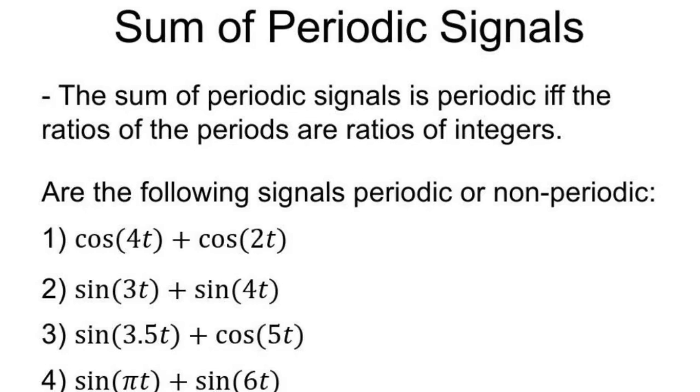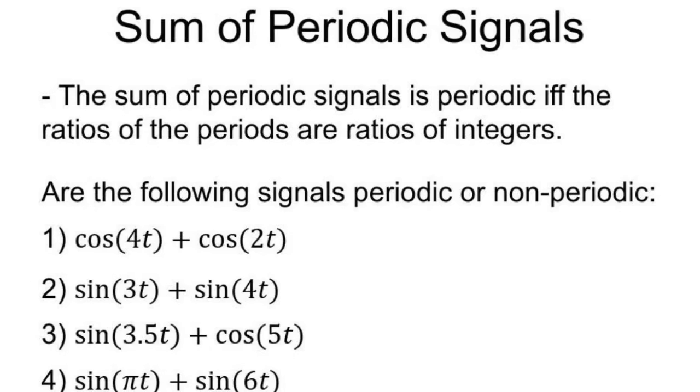The signal x of t is given as cos 4t plus cos 2t, where cos 4t is periodic and cos 2t is also periodic. What's the period of cos 4t? The period of cos 4t, that may be represented by T1, and we know that time period T is equal to 2 pi divided by omega 1. For cos 4t, omega 1 is equal to 4 radian per second.